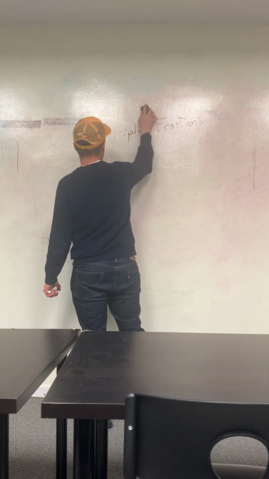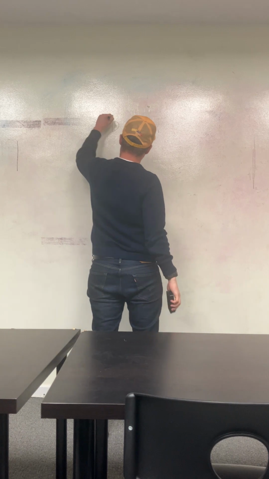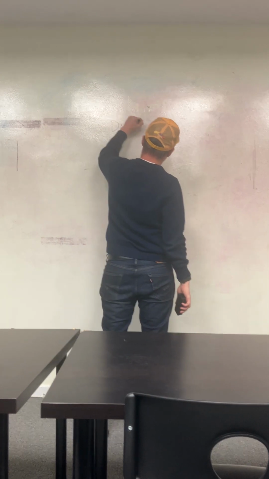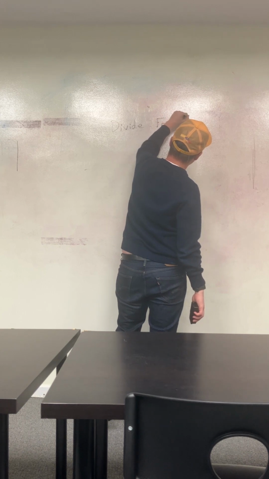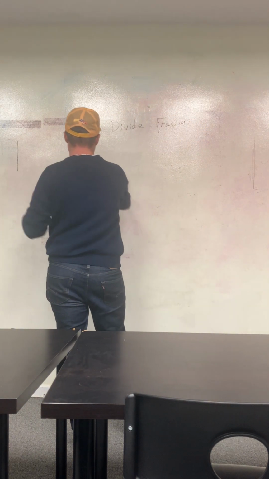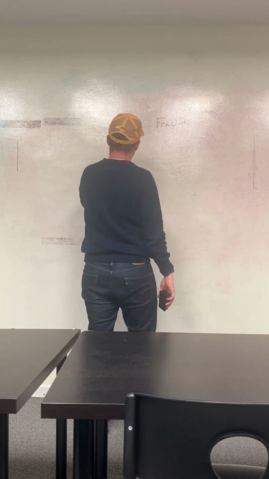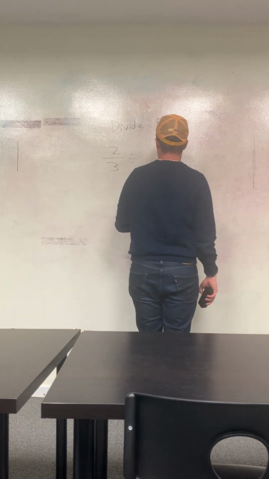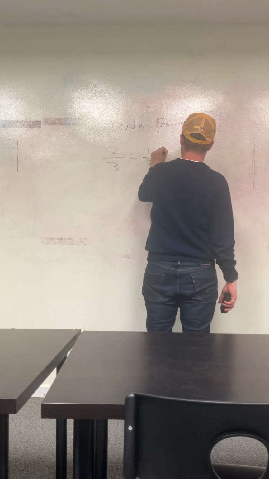All right, so let's talk about dividing fractions. This one's a little more complicated. Now let's say we have 2/3. We're dividing that by, I don't know, 1/4. What do you get?